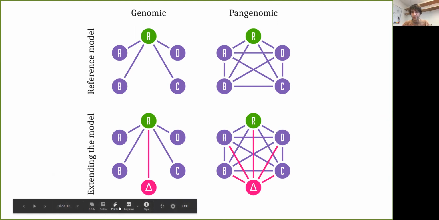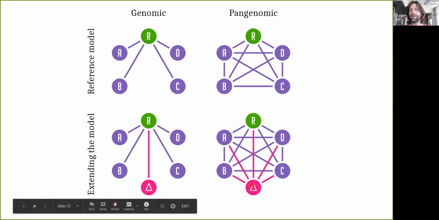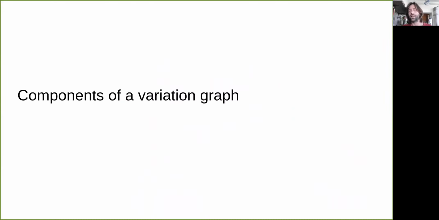But in the case of a pangenomic context, we might want something where we have whole genomes that are assembled. We want all the mutual relationships. And then extending the model is equivalent to adding all the pairwise relationships between this sequence that we're adding and the rest of them. And the reference is just something we've picked arbitrarily. And so I'll argue that this approach can be achieved using a variation graph.